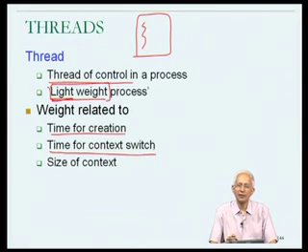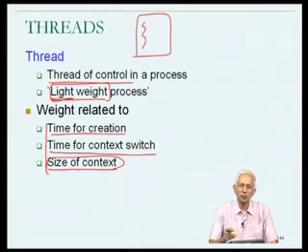And both of these are ramifications or symptoms of the fact that the size of the context, or the amount of information, data and operating system information or library information associated with the thread, is much smaller than that associated with the process. So in order to understand what a thread is, we need to understand a little bit about what we mean by the size of the context of a thread.